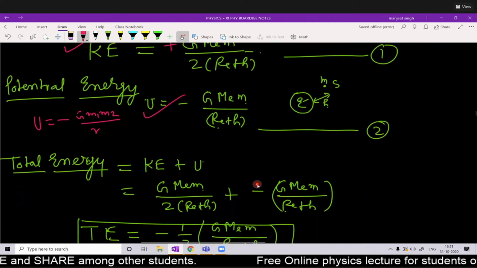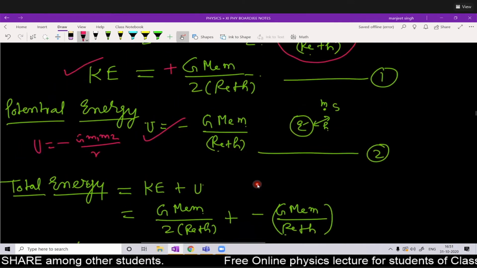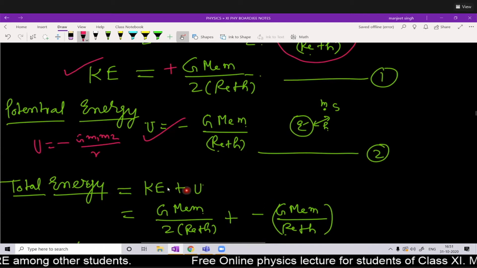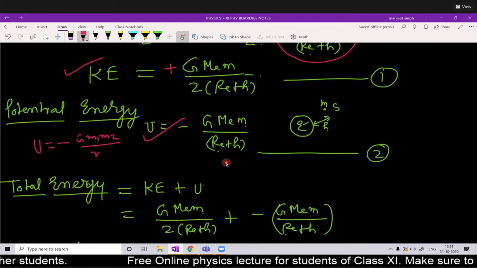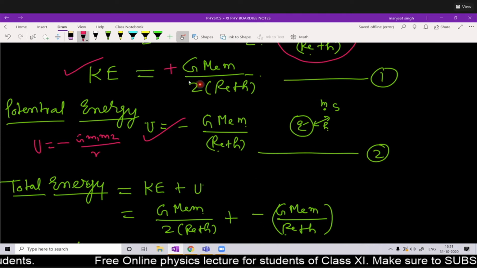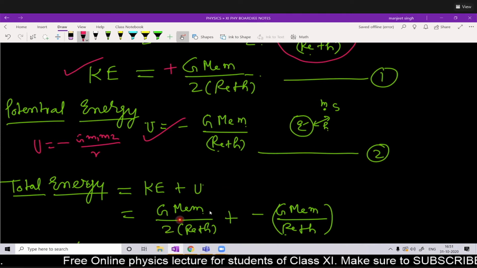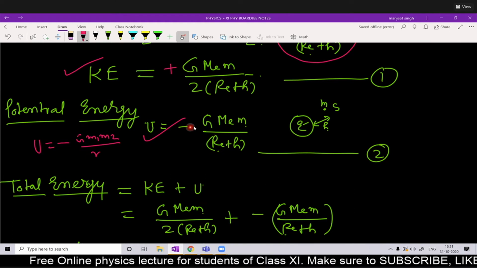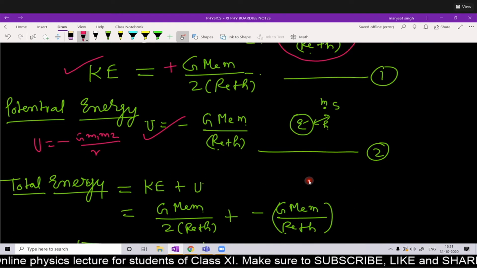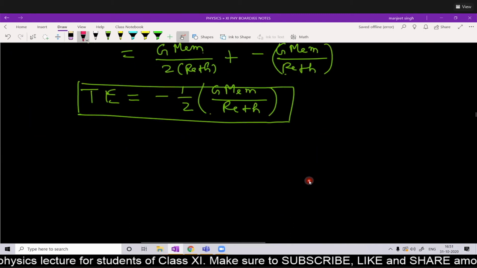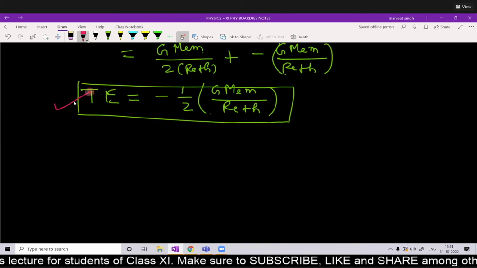Now, what is the total energy? Total mechanical energy is the sum of kinetic plus potential energy. So add these two terms. If you add these two terms, what comes? GMm upon 2 Re plus H, this is kinetic energy, plus minus this term GMm upon Re plus H. So what is coming? Minus half GMm upon Re plus H. This is the total energy expression.